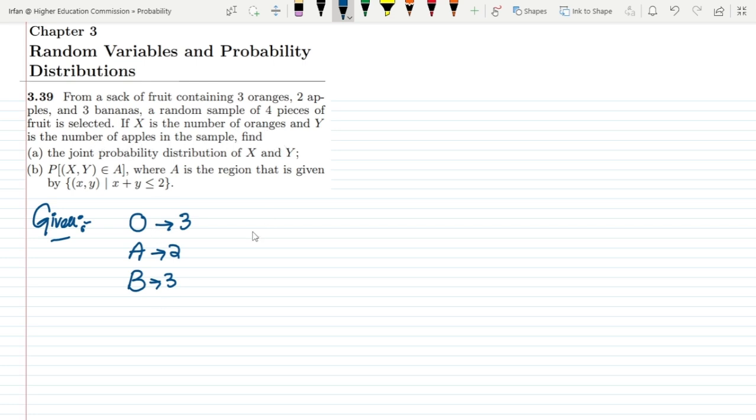If x is the number of oranges, so oranges are represented with x, and y is the number of apples, so this is y, this is x. Okay, so what do we have to do? We have to find the joint probability distribution of x and y, which is part A of our question.